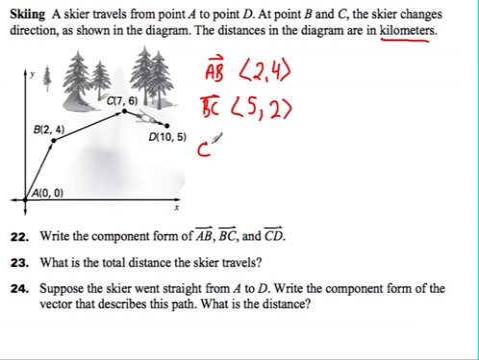Next, I have CD. What I'll do here is I'll just say to get from 7 to 10, I have to add 3. To get from 6 to 5, I actually have to subtract 1, so that's going to be a negative. Okay, what is the total distance the skier travels?